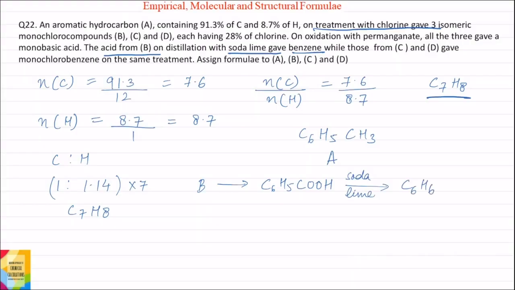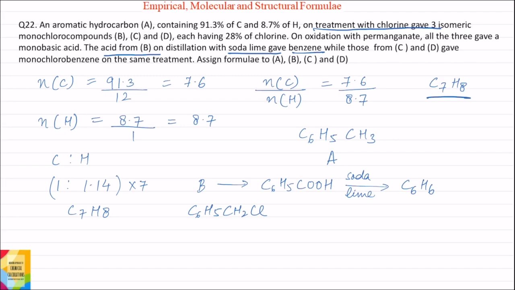Therefore, the formula of the compound B will be C6H5CH2Cl, where chlorine is present in the side chain. There is no chlorine on the benzene ring, and this side chain gets oxidized, giving benzoic acid, which on distillation with soda lime gives benzene.